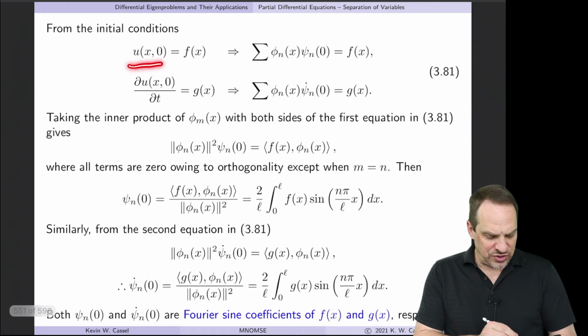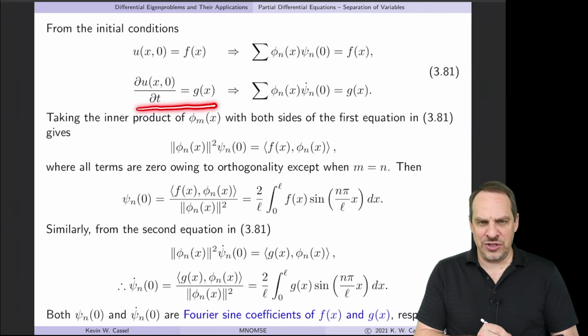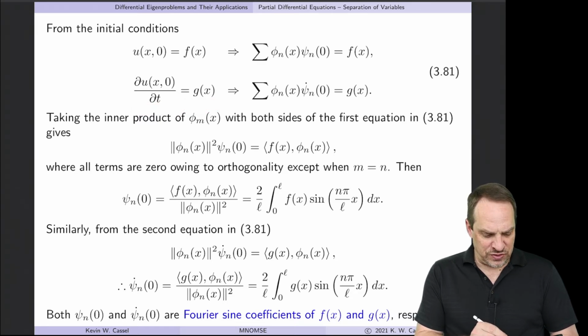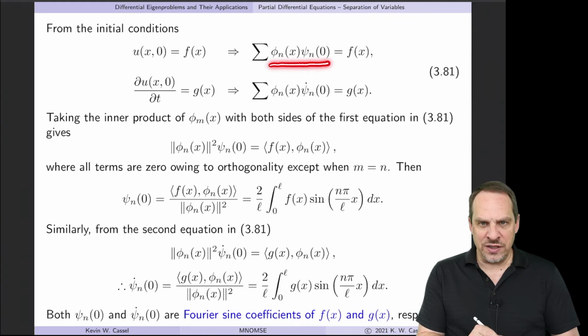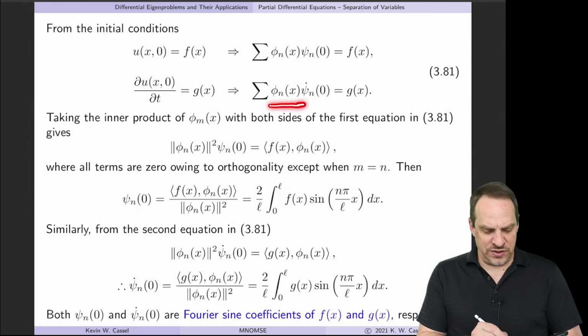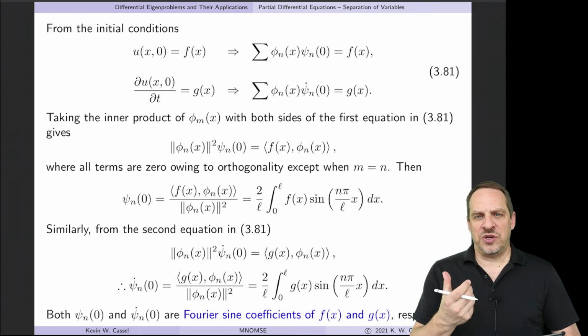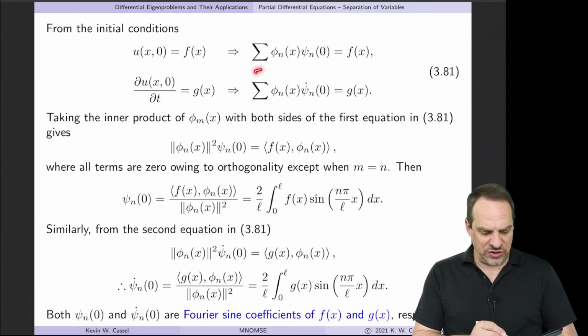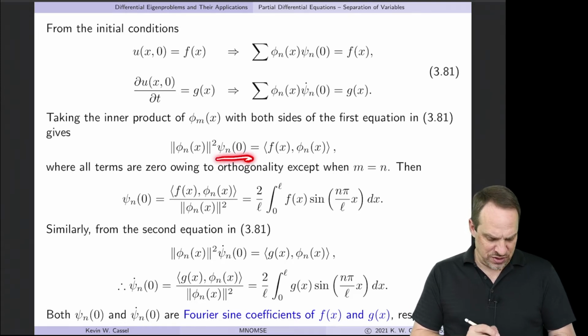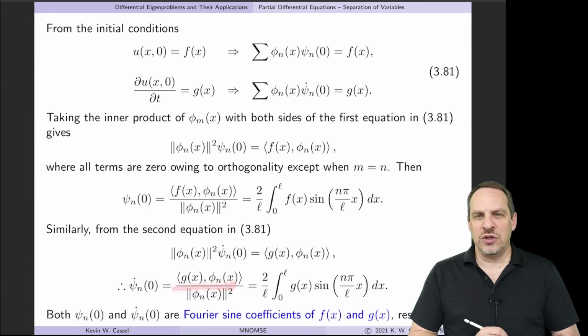So we have our initial conditions. U at t equal to 0 is f of x, and u dot at t equal to 0 is g of x. So through our separation of variables, we have that u is phi times psi, but now psi is at 0, and that's equal to f of x. And u dot is phi times psi dot, again evaluated at 0, that's g of x. Just as we've done before, we take the inner product of the eigenfunctions with each of these two expressions, and they give us an expression for psi sub n at 0 and psi sub n dot at 0 in terms of inner products of f and g with the eigenfunction.